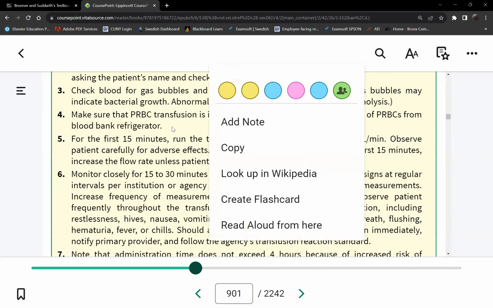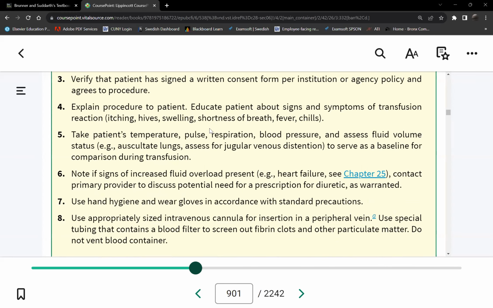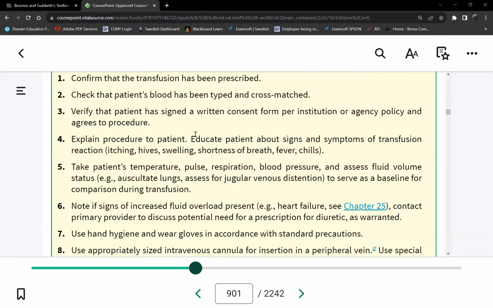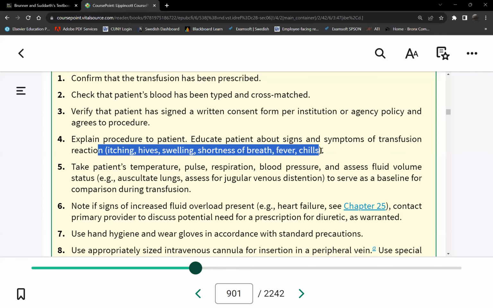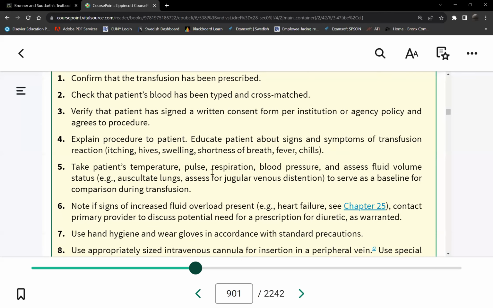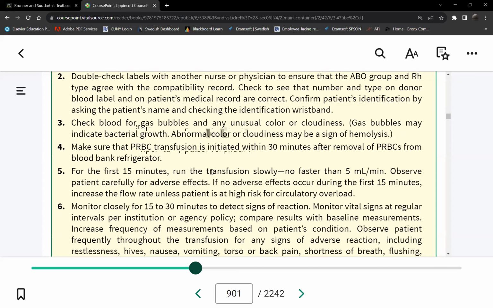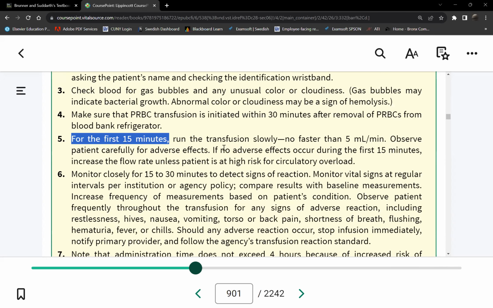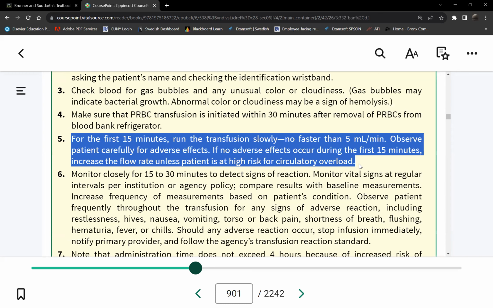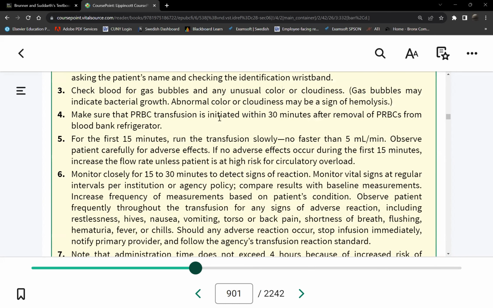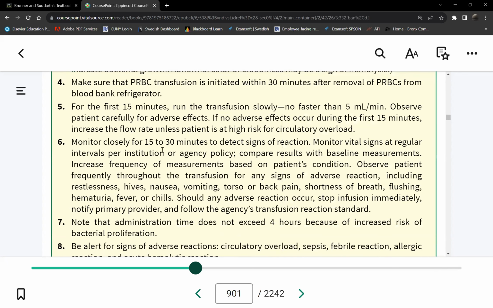You already talked to the patient before you went and got the blood. So you educated them on the possible reactions and to report them to you, okay? So you stay with the patient for the first 15 minutes. The reason is most transfusion reactions occur during this time. If nothing happens within 15 minutes, then you can increase the transfusion rate. You don't have to stay at 120. You can increase it to 130, whatever you need.